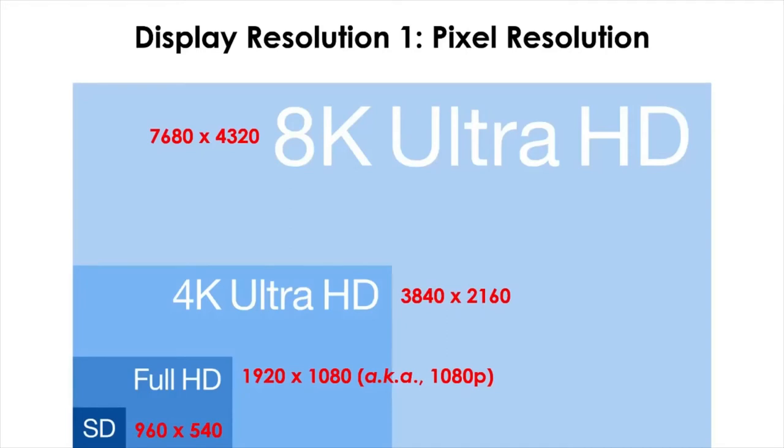When we are talking about the display resolution, we generally think about the absolute number of pixels the display has. So it is typically quoted as width by height with the units in pixels. For example, 1024 by 768 means the display has 1024 pixels across and 768 pixels vertically. In the last 10 years or so, the pixel resolution of a digital display has dramatically increased from the standard definition of 960 by 540 to the point where 8,000 pixels, so 8K pixels, can be packed in horizontally.